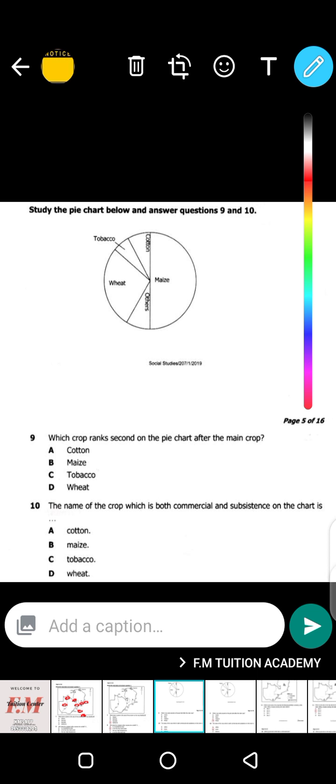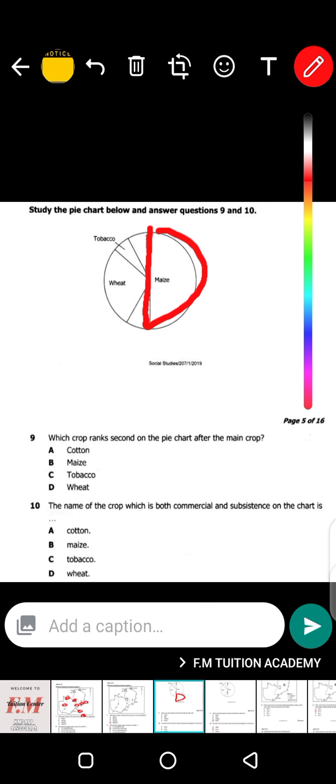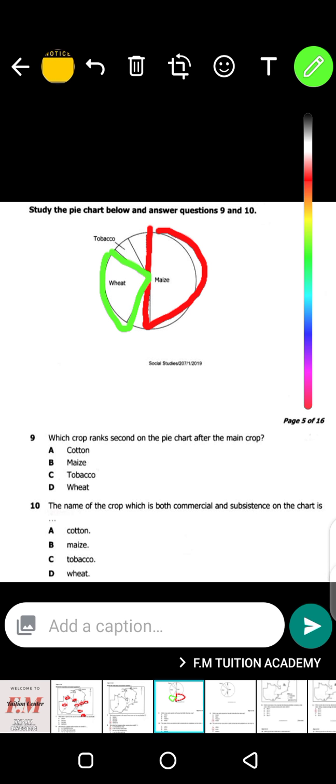The next question shows a pie chart. It's like a pizza, you see, cut into different sections. Which one is the second largest section? Have you seen this whole thing here? It's for the maize. This whole shape here is maize. So the second largest here is actually wheat. This part for wheat is the second largest shape.